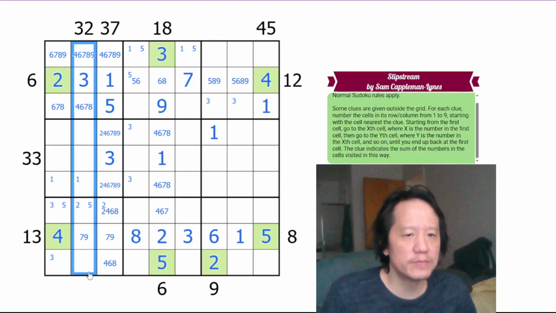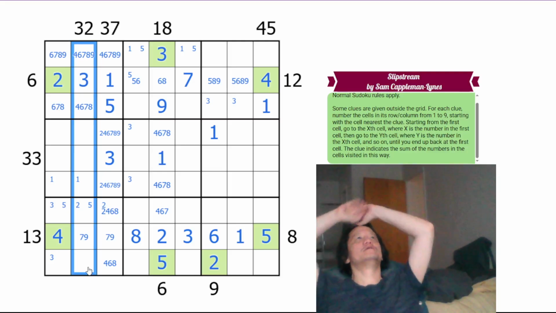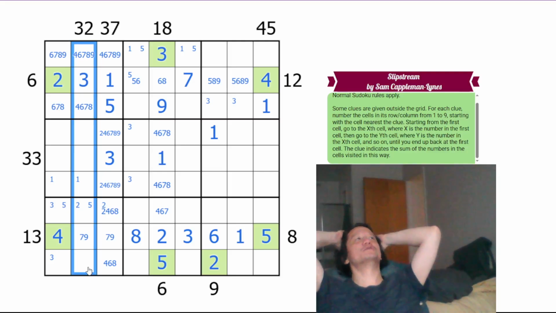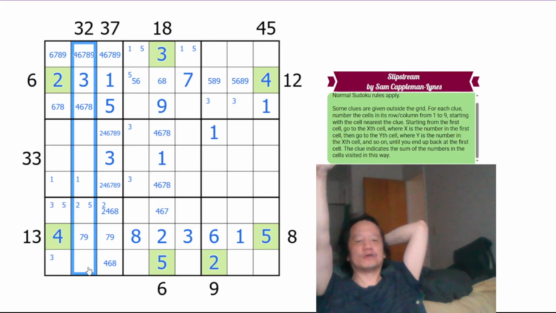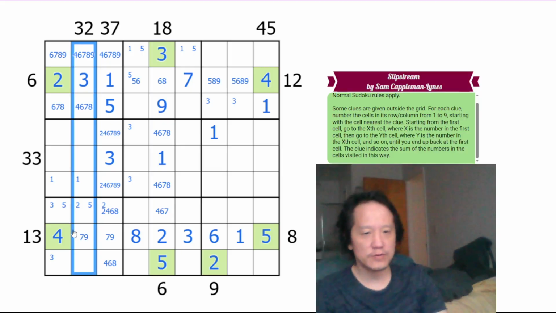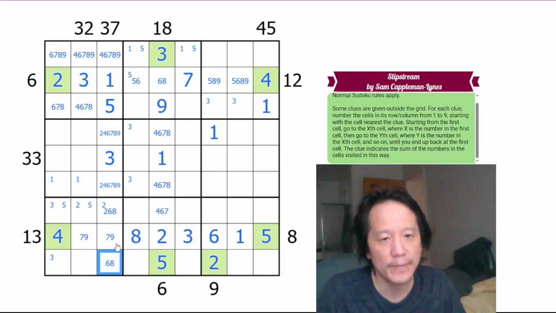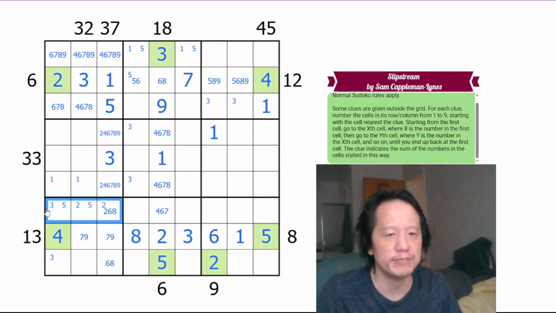So in column 2, we're missing 13. Obviously, 1 doesn't work. We could be missing 4, 9, 5, 8. Oh. This 4 eliminates 4 in the rest of this box. What are the remaining digits in this box? We have 1, 2, 3, 5, 6, 8.